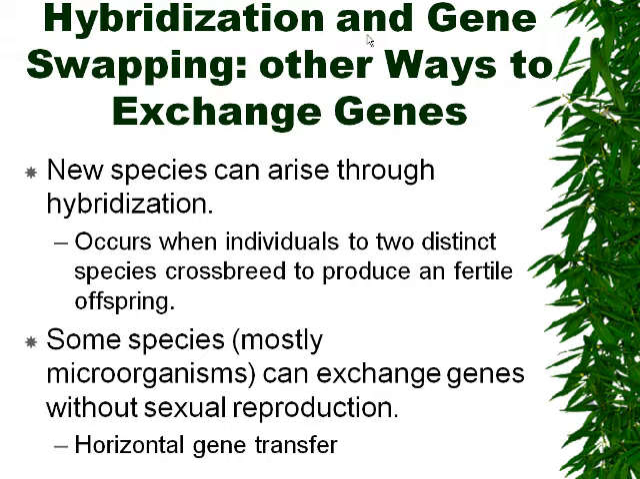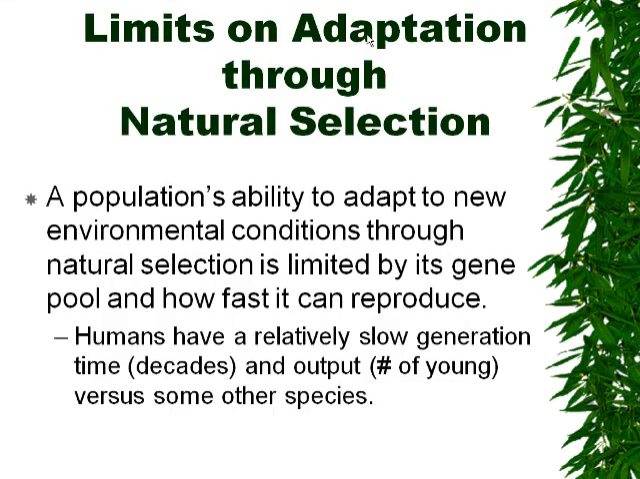New species arise through hybridization. When two distinct species crossbreed, it only counts when you produce a fertile offspring. So in the case of a horse and a donkey producing a mule, that's great, but the mule is sterile, so that doesn't do anything to produce a new species. So that's a hybrid, but it's just a hybrid. It's not a new species. Some species can exchange genes horizontally without sexual reproduction. That's really mostly a bacterial thing, sometimes a virus thing, and that's horizontal gene transfer.